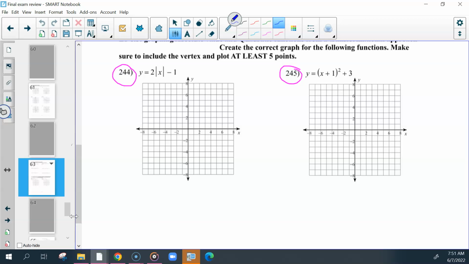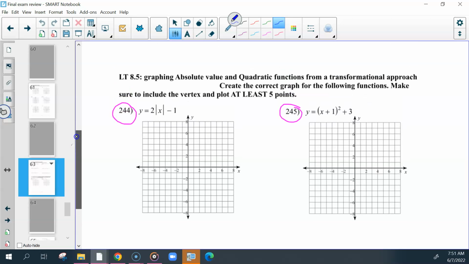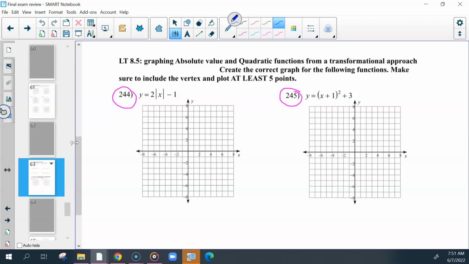We did 2.4 yesterday, we did not do 2.5, so that's where we're going to start. This is 8.5 close to the end. I don't know what page that is exactly. I don't think they're numbered.